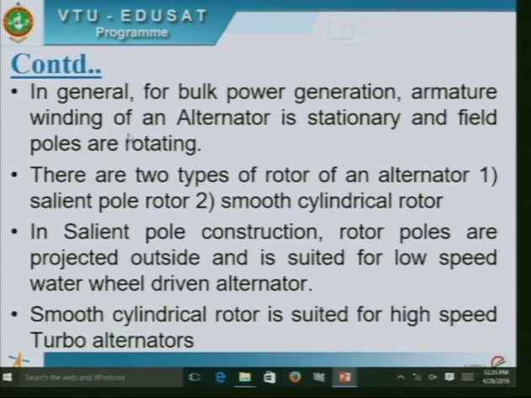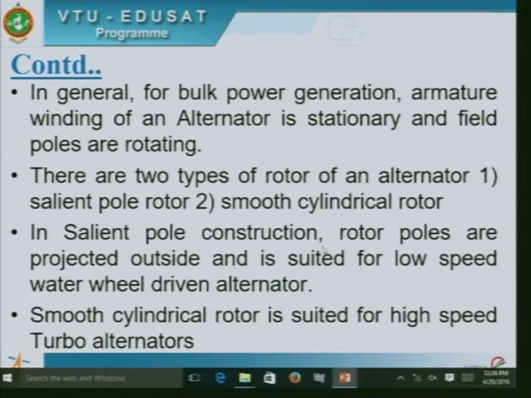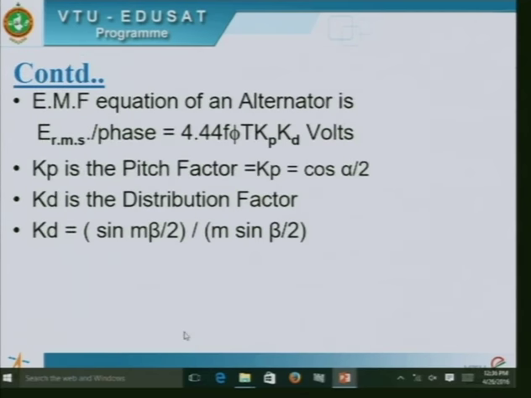In general, for bulk power generation, the armature winding of an alternator is stationary and the field poles are rotating. There are two types of rotor of an alternator. First is the salient pole rotor, second is the smooth cylindrical rotor. In salient pole construction, rotor poles are projected outside and it is suited for low speed water wheel driven alternators. The smooth cylindrical rotor is best suited for high speed turbo alternators.